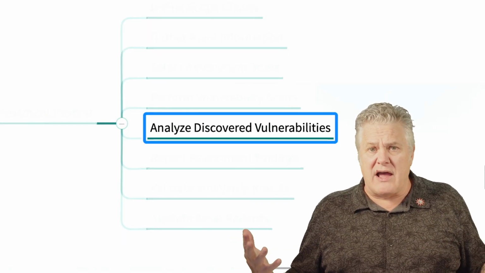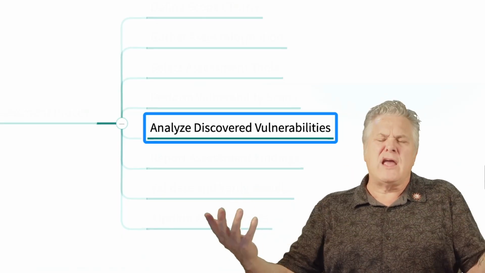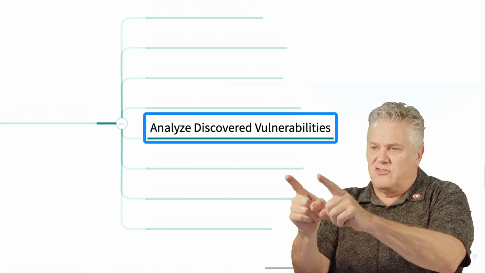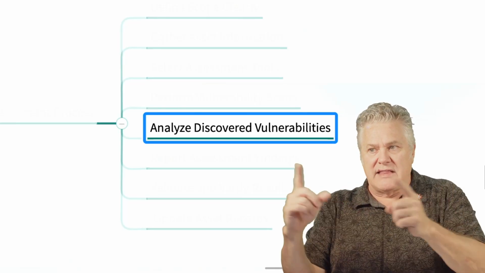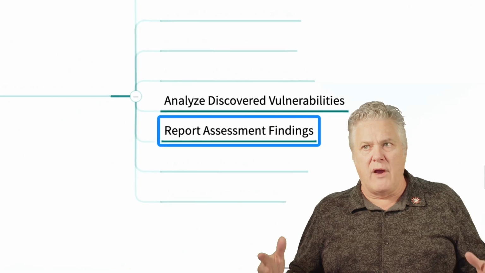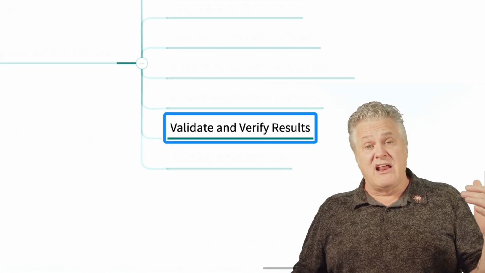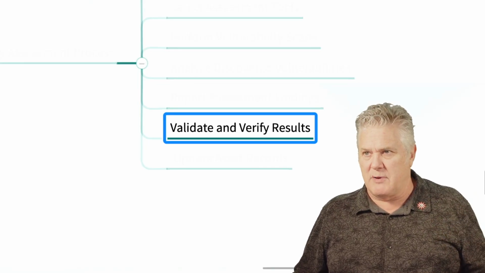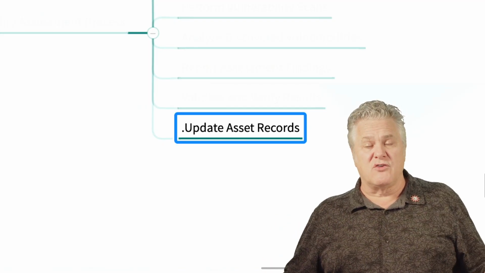If you're in an enterprise and you've got 10,000 assets and somebody says, patch them all at once, it's like, okay, let's stop business for a second. No, don't do that. Okay, we'll patch this one first in this window and that one second in that window. That requires us to do the analysis and then figure out what vulnerabilities go where. Then we're going to report those assessment findings. We'll validate and verify the results, usually with a second tool, unless we have a really robust tool. We'll talk about that. And then we update the asset records so that everybody knows what's going on.